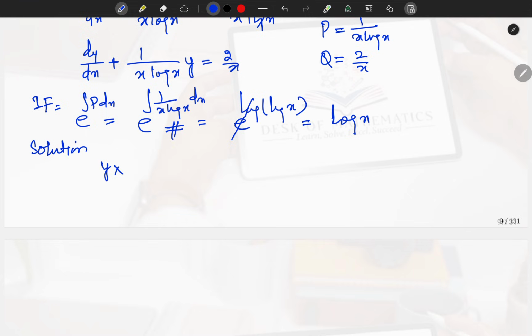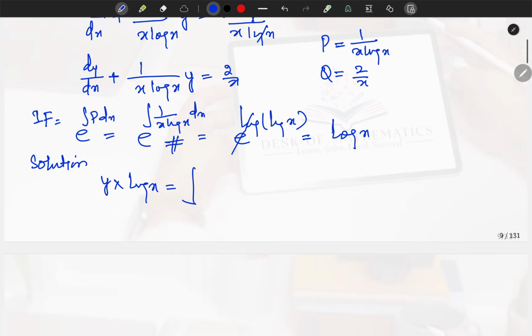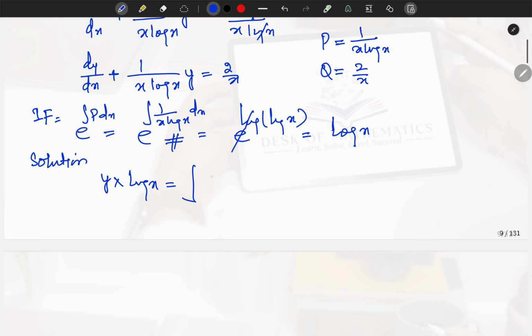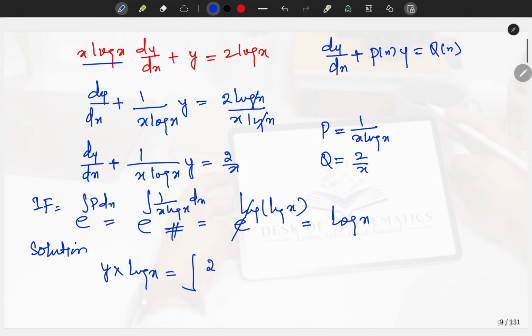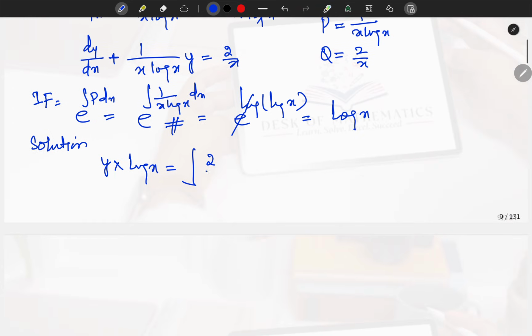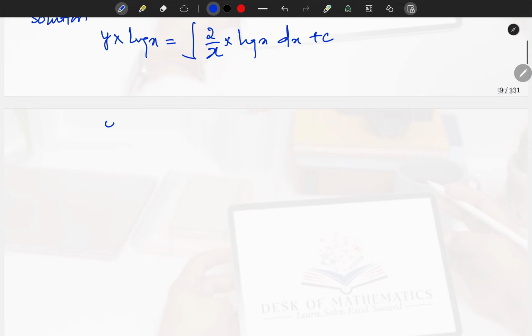So now its solution is y times, now your integrating factor, that's log of x, is equal to integral of your q of x, 2 by x into log of x, the integrating factor, dx plus c. So it is y log of x will be here, it is 2 by x. If you took 1 by x as t, then take the differentiation, okay.